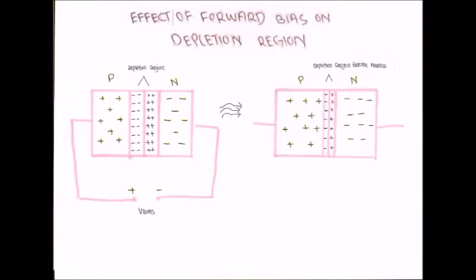When forward bias is applied, the positive terminal of V bias repels the holes in the p region towards the depletion region and causes the negative ions to reduce. On the other side, the negative terminal of V bias repels the electrons in the n region towards the depletion region and causes the positive ions to reduce. The reduction of positive and negative ions causes the depletion region to narrow.